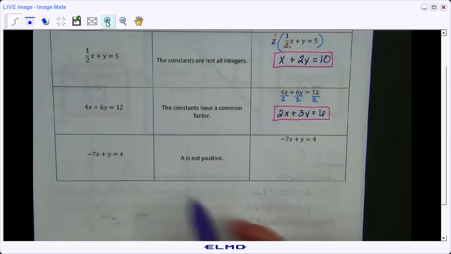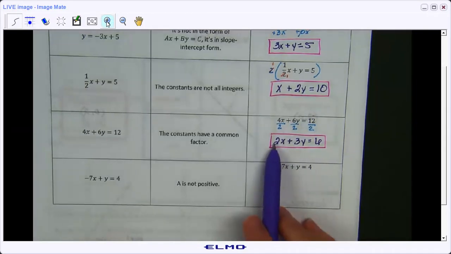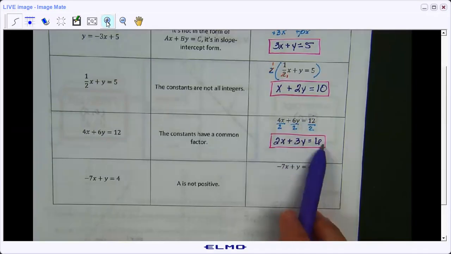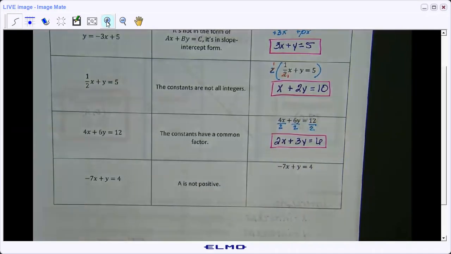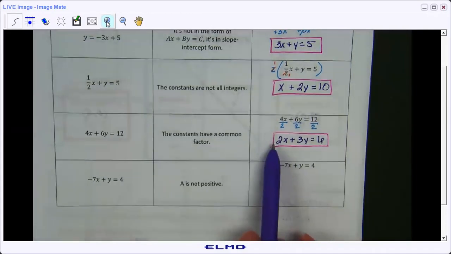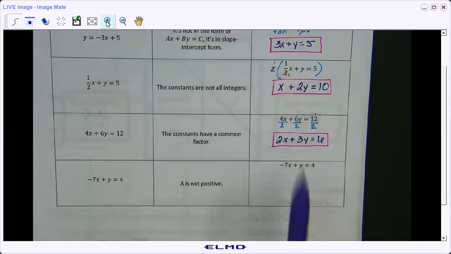Okay, the next one, negative 7x plus y equals 4. A is not positive. How are we going to make it positive? Yeah. For the one, oh, this one. Isn't it still, does it have a common factor? There is, the only common factor between those is 1. So, and we don't count 1. When we say common factor, what we're talking about is you're going to reduce it to lowest terms. And you cannot divide 2 and 3 by the same number to get a whole number.